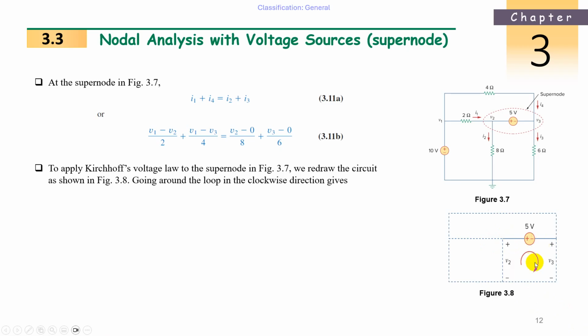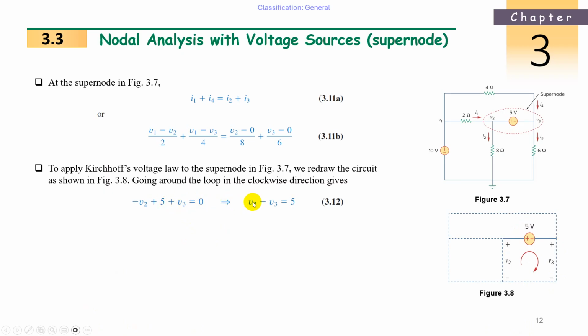If current enters the plus terminal, it is taken as plus. So here current leaving from V2 is minus V2, and current entering V3 is plus V3. What is the voltage across the source? 5 directly, because V2 and V3 we don't know, but this one we already know is 5 volts. So this is your equation: minus V2 plus 5, that is the source voltage, plus V3 equals 0.